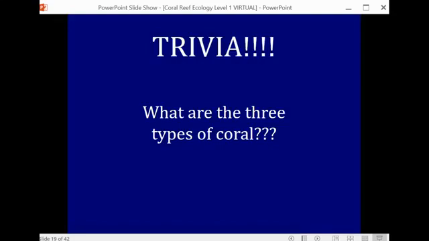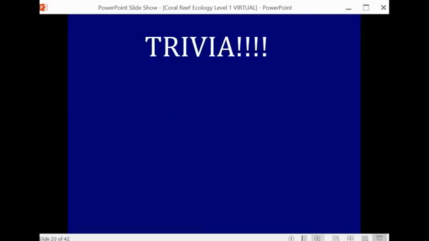Just pausing for a moment so you guys can pull it together. See what you can do with this trivia. You're doing awesome. Pretty impressive so far, I will say. Good, very good. So many good answers. Good, everyone's getting it. Stony, flexible, soft. You got it. Our 3 types of corals. Very, very good, you guys.